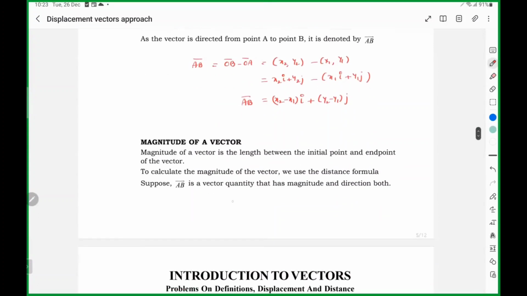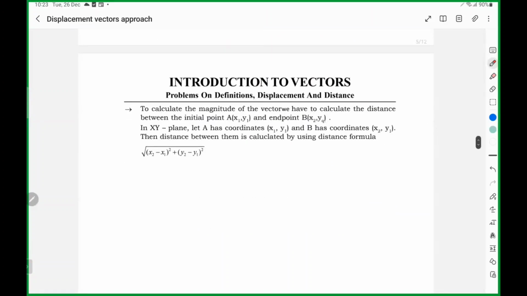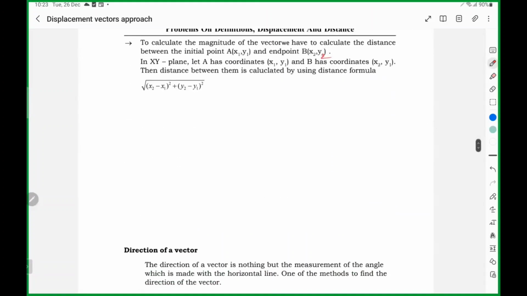And the magnitude of a vector, where this is a vector, is represented like this. So modulus of AB is defined as the square root of (x2 minus x1) whole square plus (y2 minus y1) whole square. Even you can prove it here.